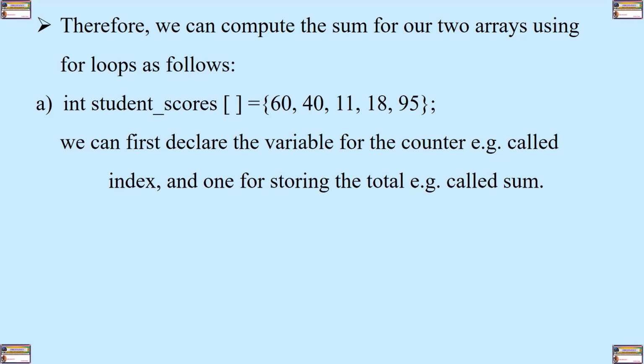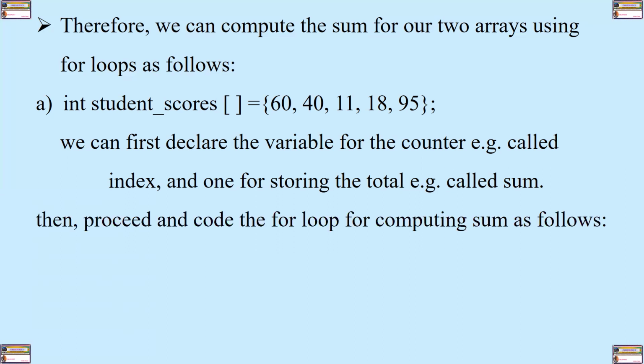Remember, the counter will always indicate what the first index is, and what the last value will be, which must be reached for the computation to end. If you are going to compute the sum, it means we must also set aside memory for sum. Then proceed and code the for loop for sum as follows. In this case, for index 0, initialize our variable, which we have declared as index, to 0.